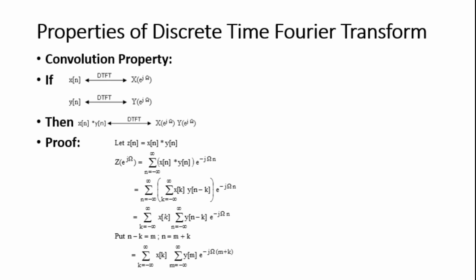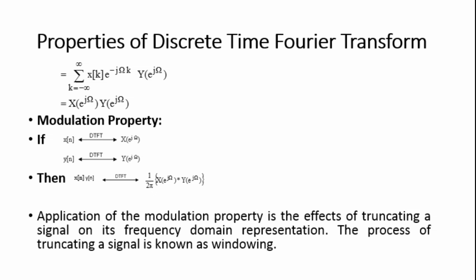Then put n minus k equal to m, therefore n is equal to m plus k, which gives summation k equal to minus infinity to infinity x of k into summation m equal to minus infinity to infinity y of m into e power minus j ohm into m plus k, which is equal to summation k equal to minus infinity to infinity x of k into e power minus j ohm k into Y of e power j ohm, which is equal to X of e power j ohm into Y of e power j ohm.